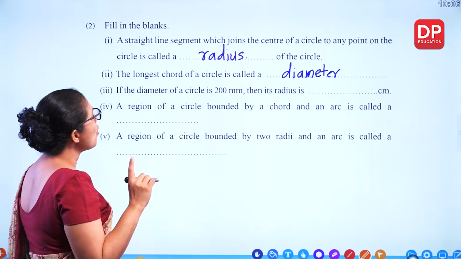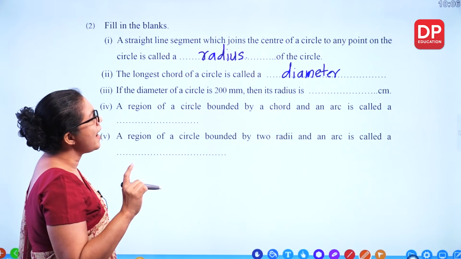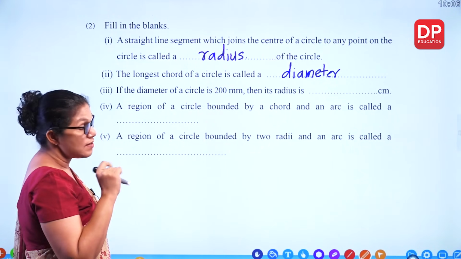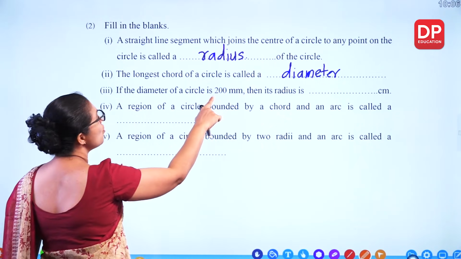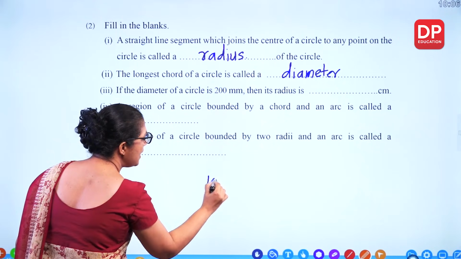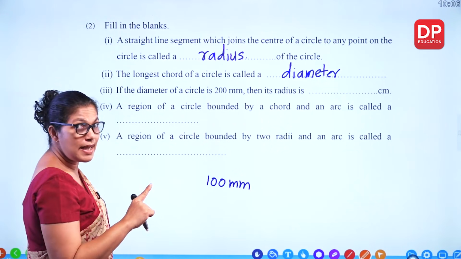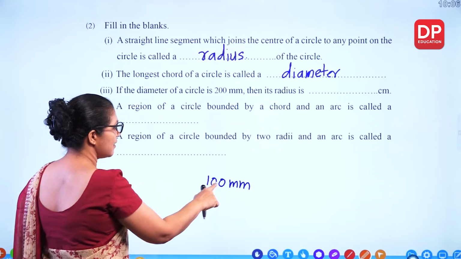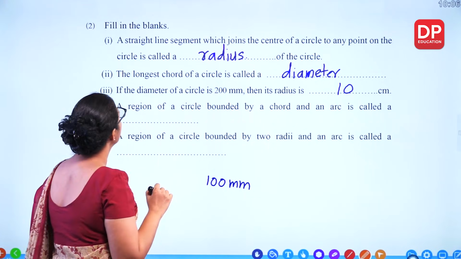If the diameter of a circle is 200 millimeters, then its radius is how many centimeters. Now 200 divided by 2, you get 100 millimeters for the radius. But convert to centimeters, divide by 10. When you divide by 10, you get 10 centimeters.